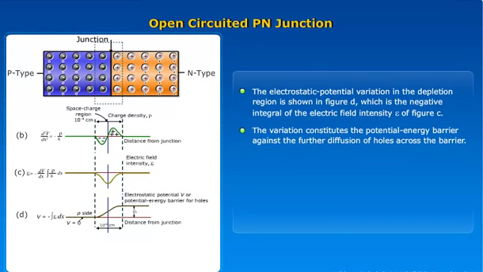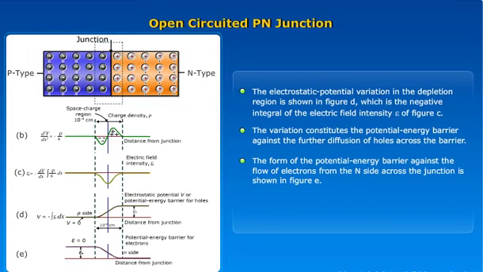The form of the potential energy barrier against the flow of electrons from the n side across the junction is shown in figure E. Figure E is an inversion of figure D since the charge of an electron is negative.